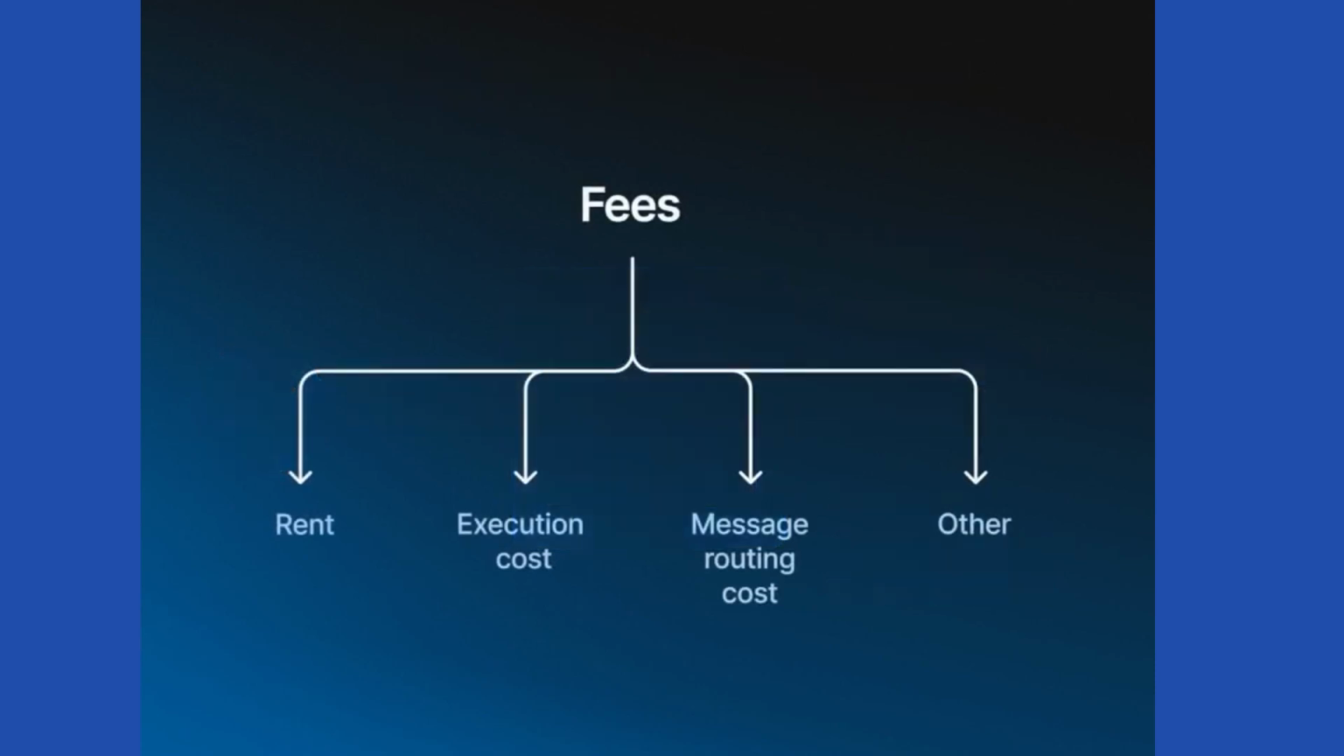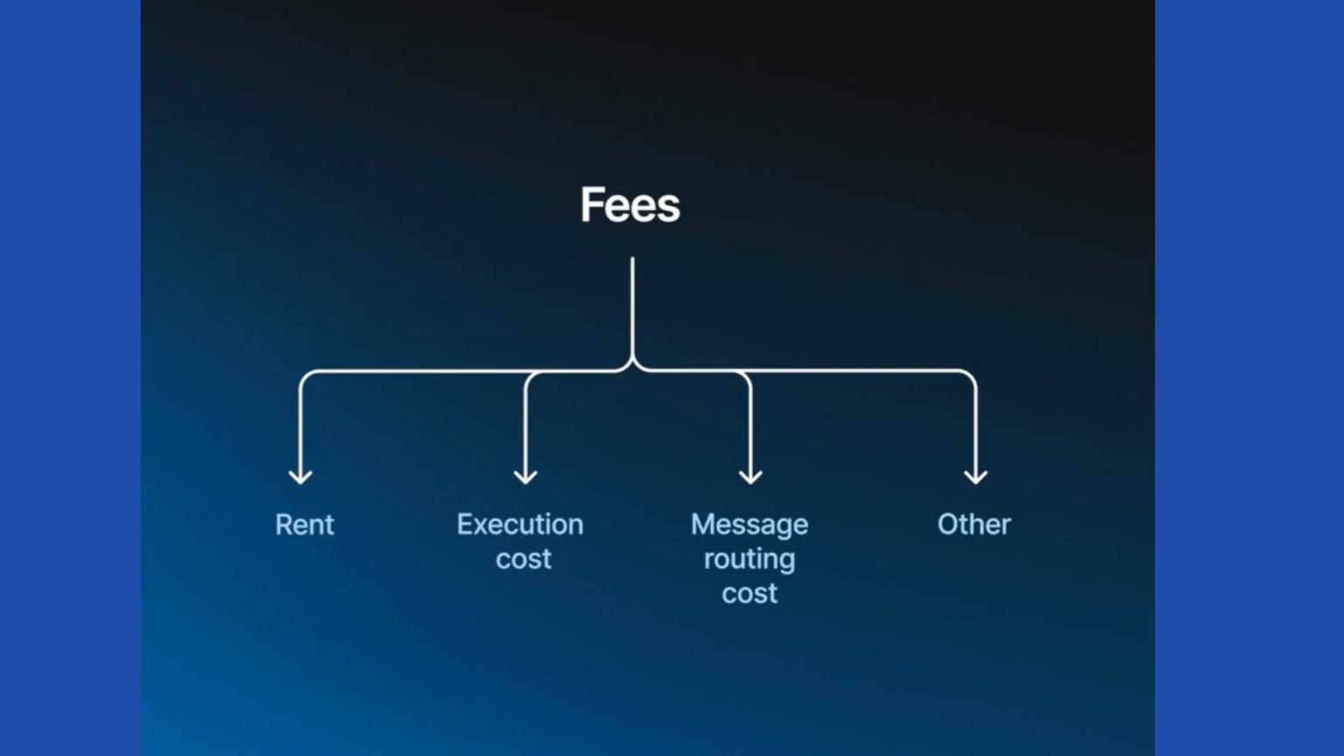To protect the network against denial of service attacks, all the contracts need to pay for their operation. And this payment, also called fees, consists of many parameters that cover the rent, the execution costs, the message routing, and some other things. So let's dive into the most important ones.